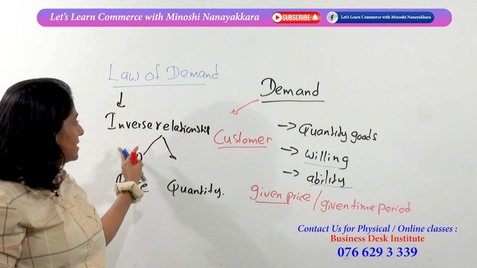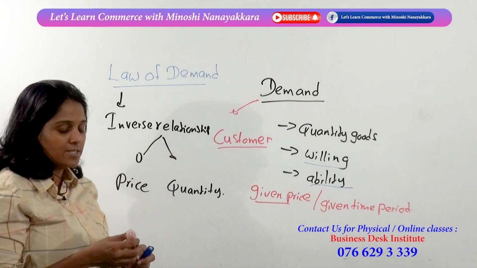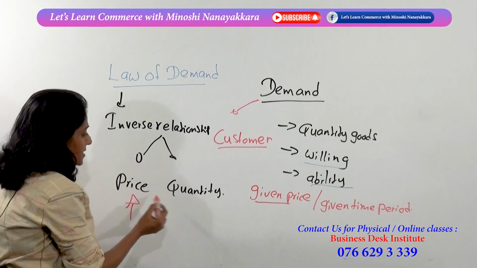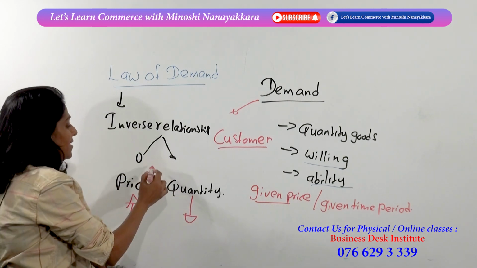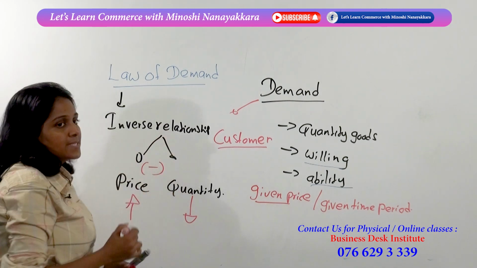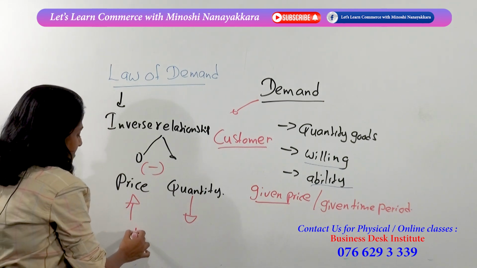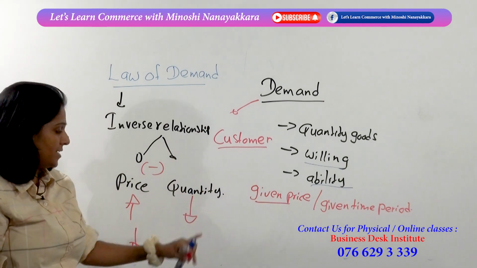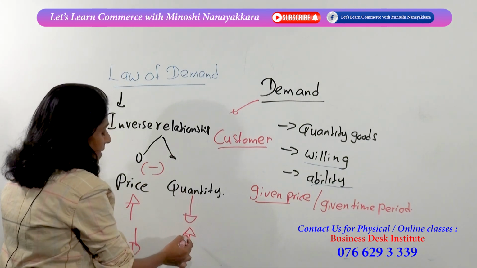Okay, so what is that relationship? It's a negative relationship. Why is it negative? Inverse means negative because when the price increases, the quantity is reducing, right? So that's why we are saying a negative relationship is there. In the other way you can say, when the price is reducing, people's affordability levels are increasing, so they are going to increase the quantities they are purchasing.